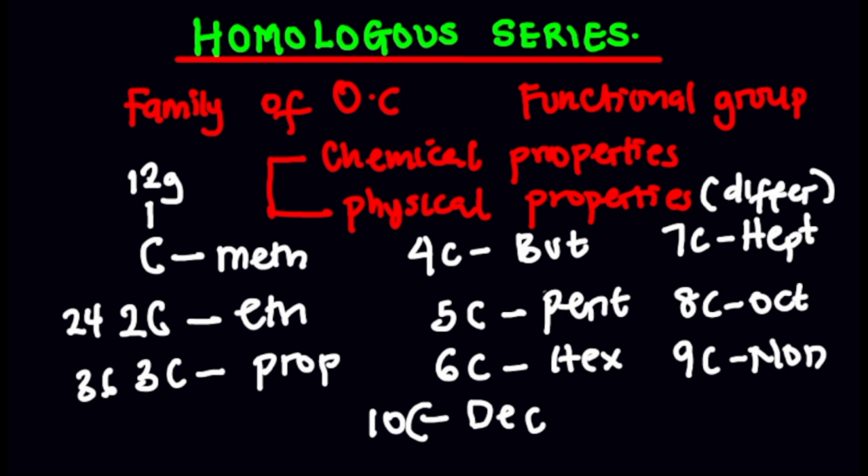When it is 1 carbon atom, we have it to be 12. When it is 2 carbon atoms, we have it to be 24. When it is 3 carbon atoms, we have it to be 36. When it is 4 carbon atoms, it's going to be 48. When it is 5 carbon atoms, it's going to be what? It's going to be 60.